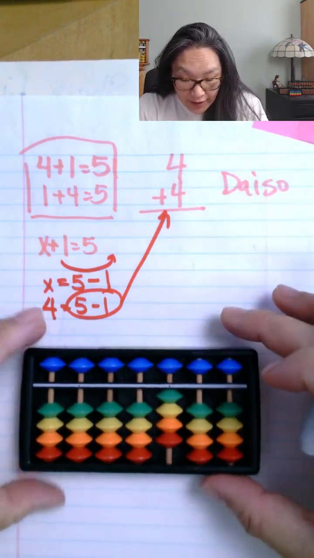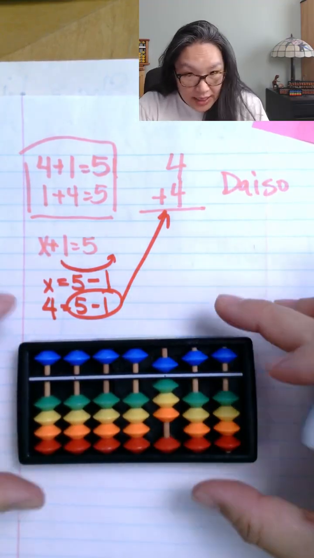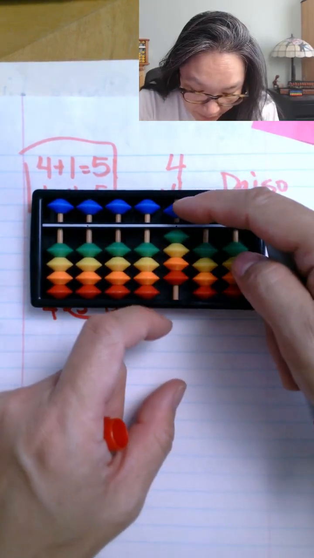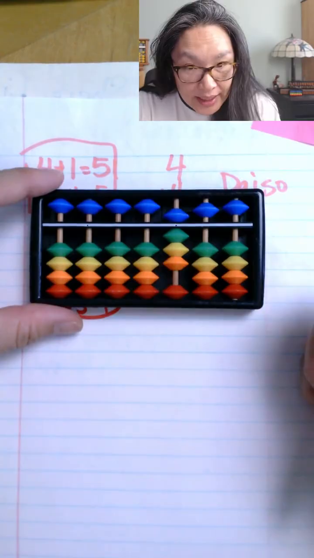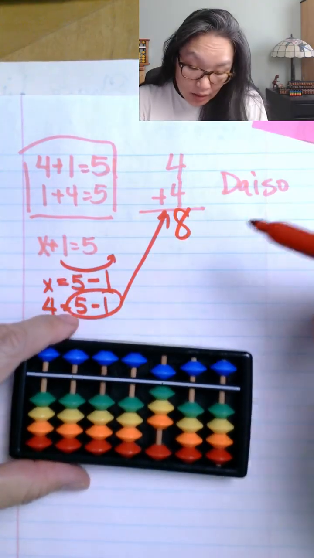So here, if I have 4, I'm going to plus the 5, and I take away the 1. Do you see how there's a number pattern with that? So I plus the 5, take away the 1, and now my answer is 8. Okay, well, let's do another one.